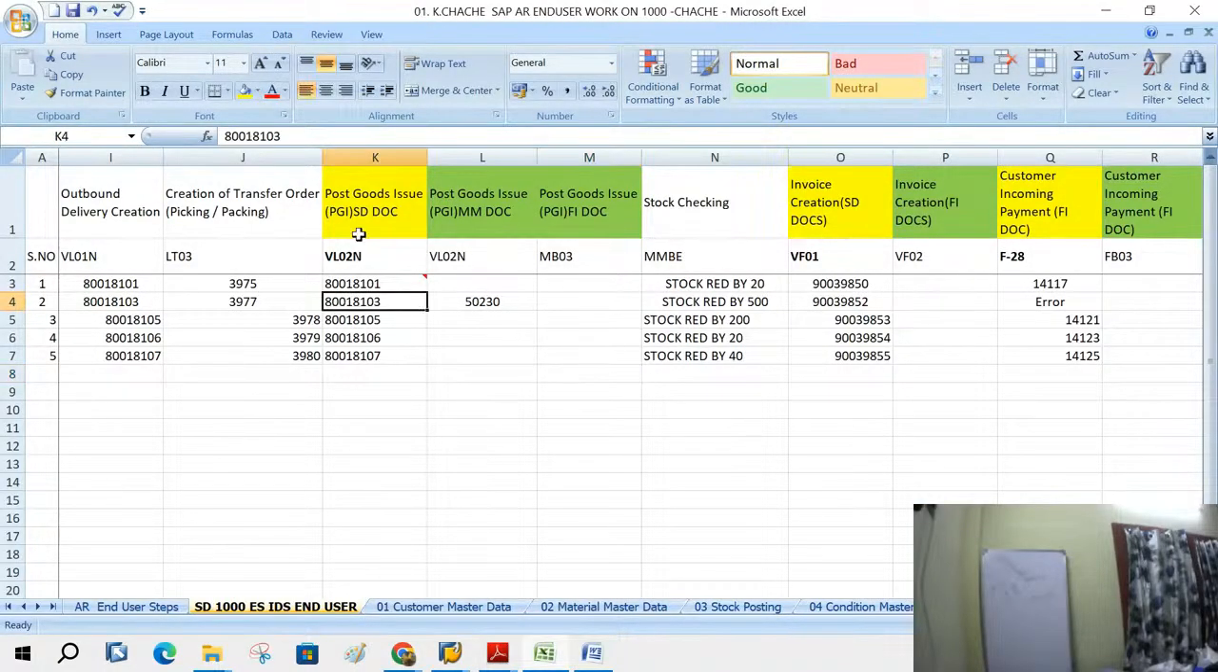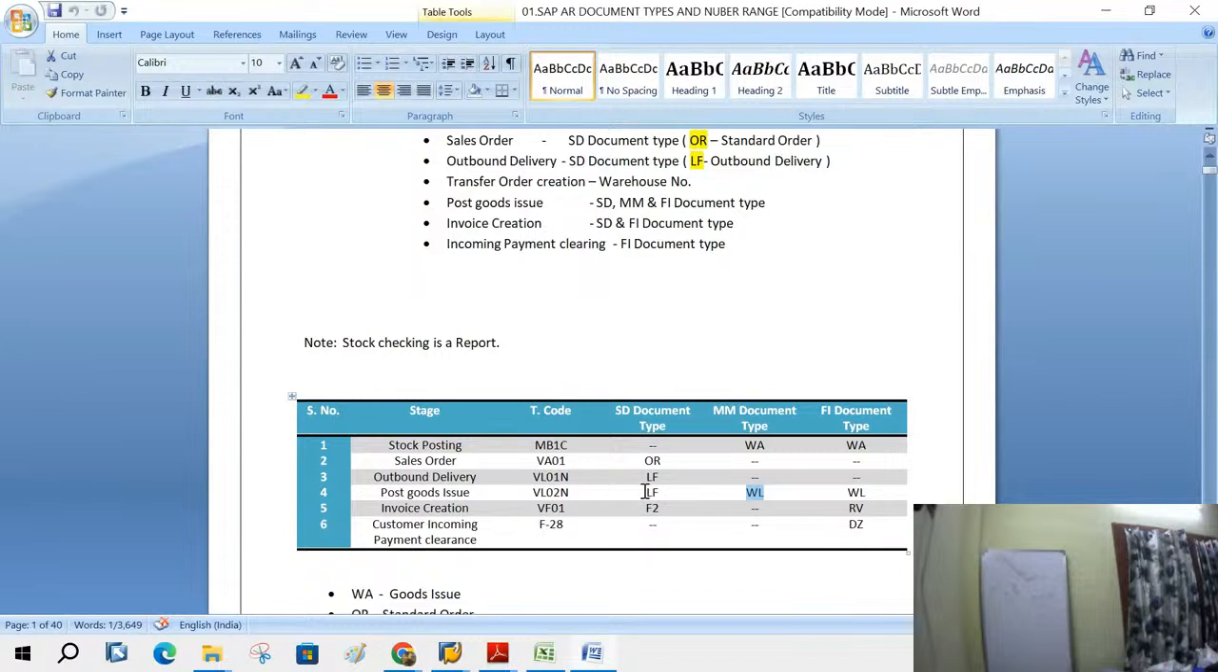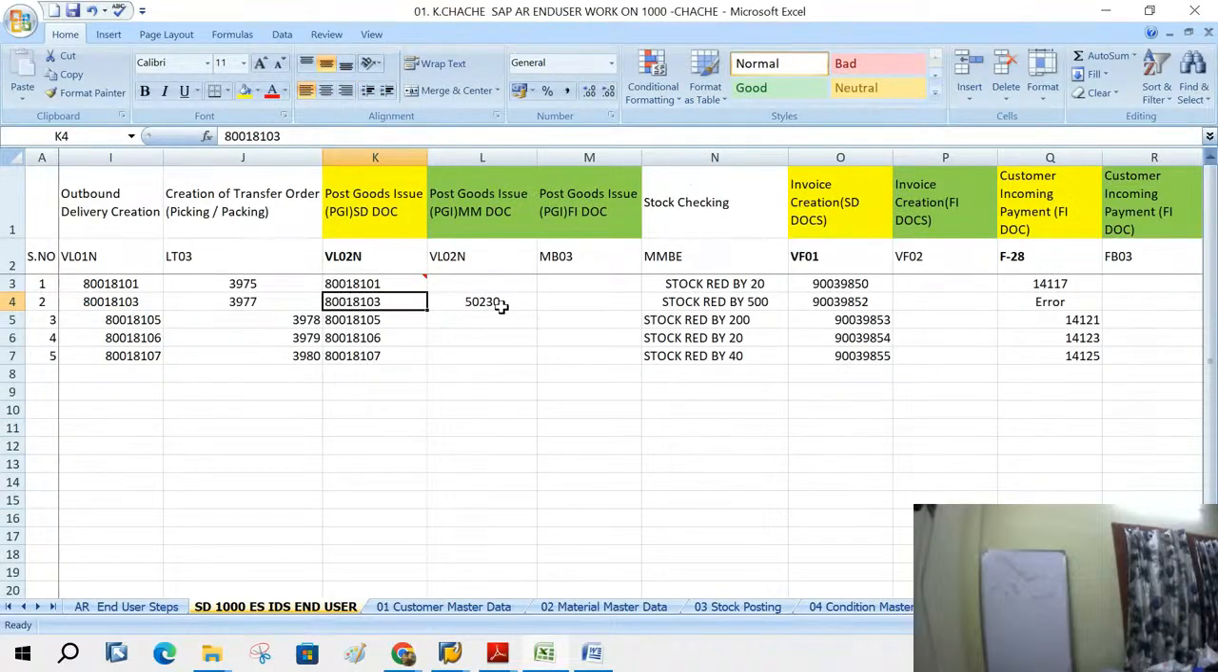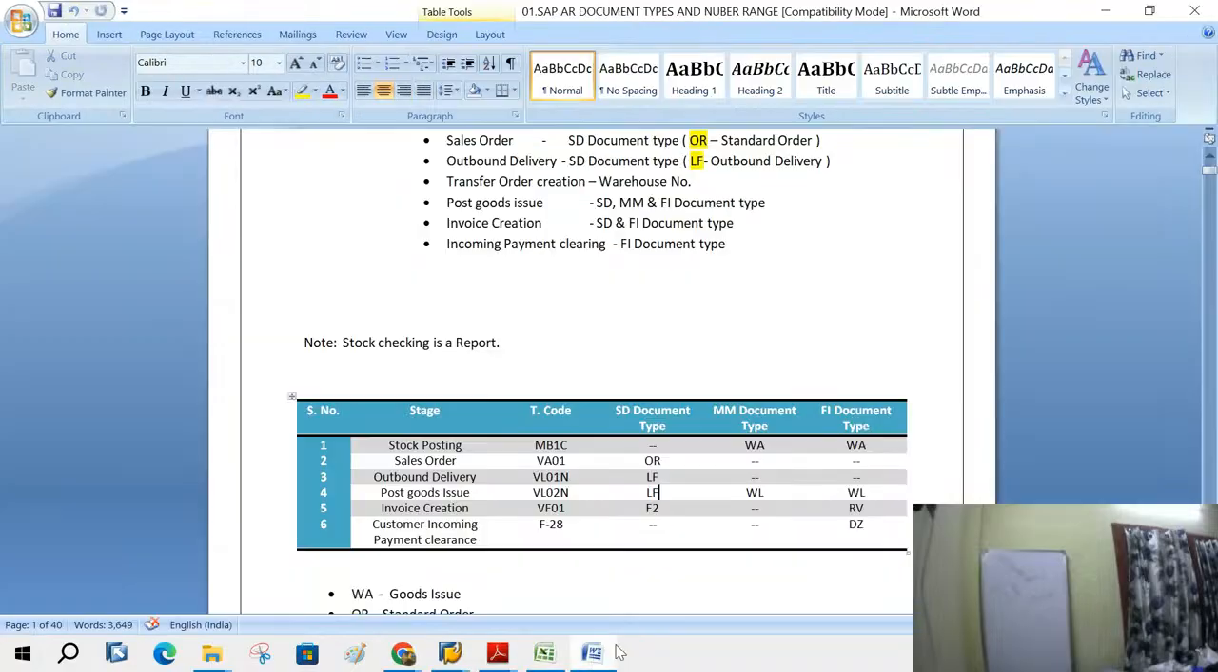Now, what is this number? What is the document type? This is LF, yes or no? This is your LF number, correct. 800, SD document type LF. And what is this number? This is your post goods issue document WL. From the WL, I have to take the WL of FI, yes or no?